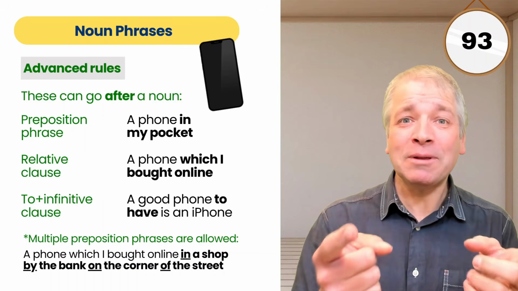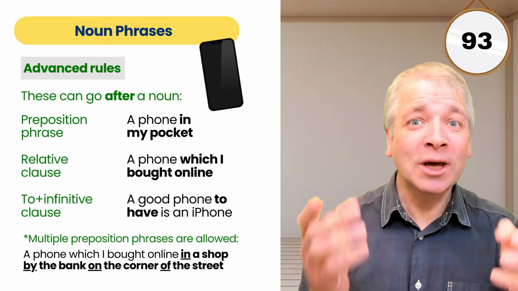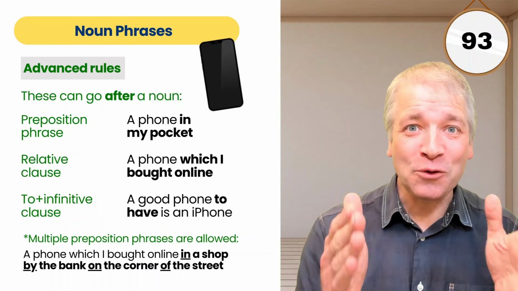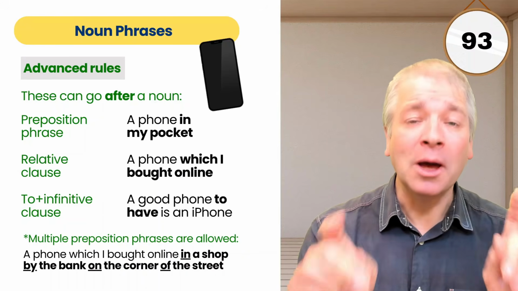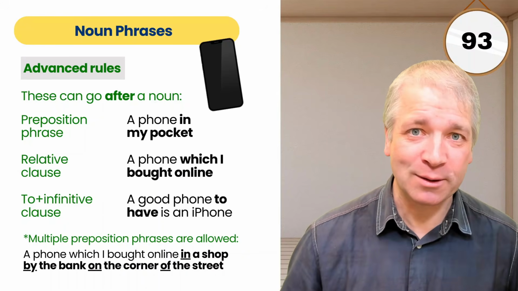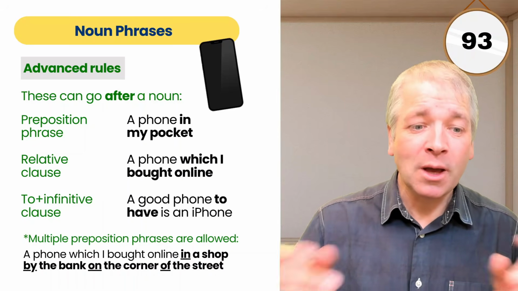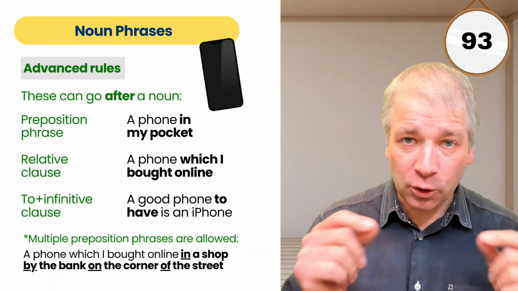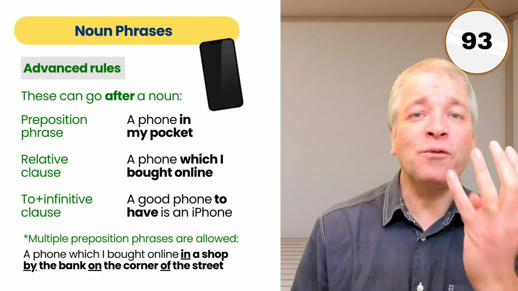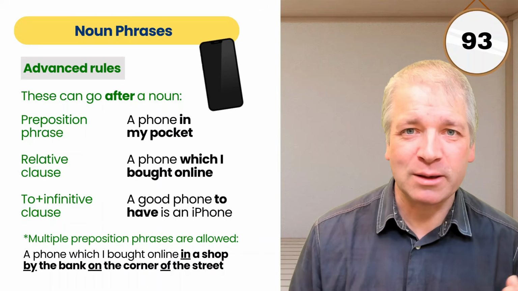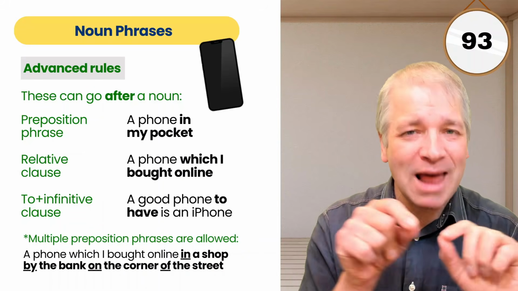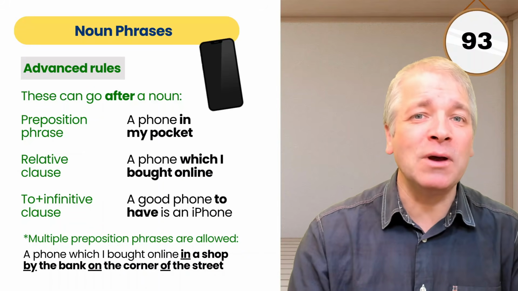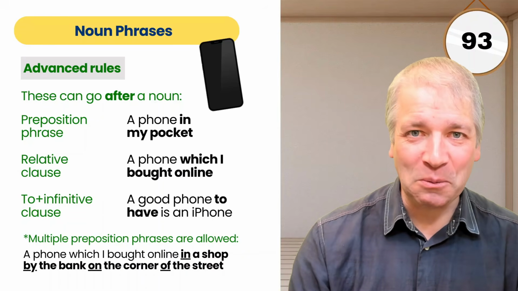And you're not just limited to one of these phrases. You can have multiple phrases after a noun describing that noun, particularly preposition phrases. Look at the example at the bottom. A phone which I bought online in a shop by the bank on the corner of the street. Four different preposition phrases, all added together next to each other to provide extra information about the noun phone.